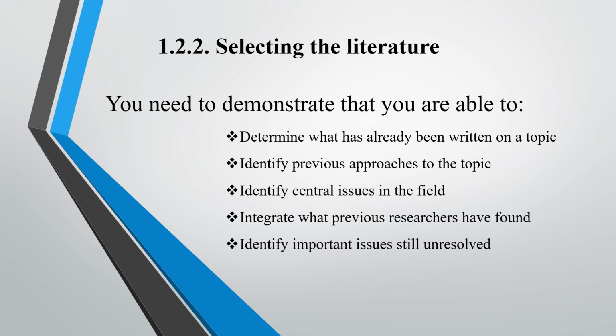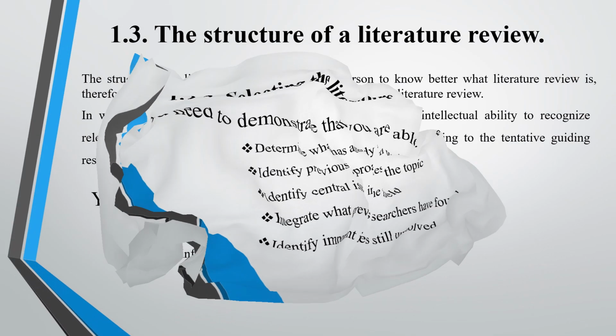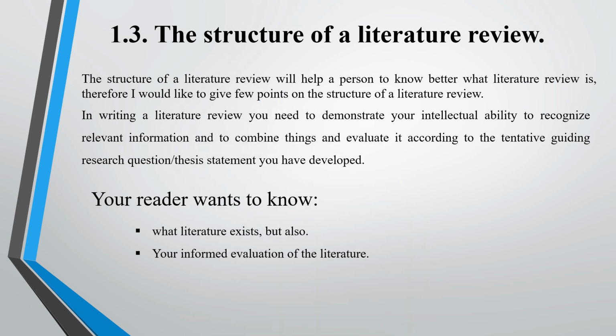Selecting the literature: you need to demonstrate that you are able to determine what has already been written on a topic, identify previous approaches to the topic, identify central issues in the field, integrate what previous researchers have found, and identify important issues still unresolved. So meaning that you should choose the topic according to the information that you already have searched for. So you base your topic or study on what other researchers have already done.